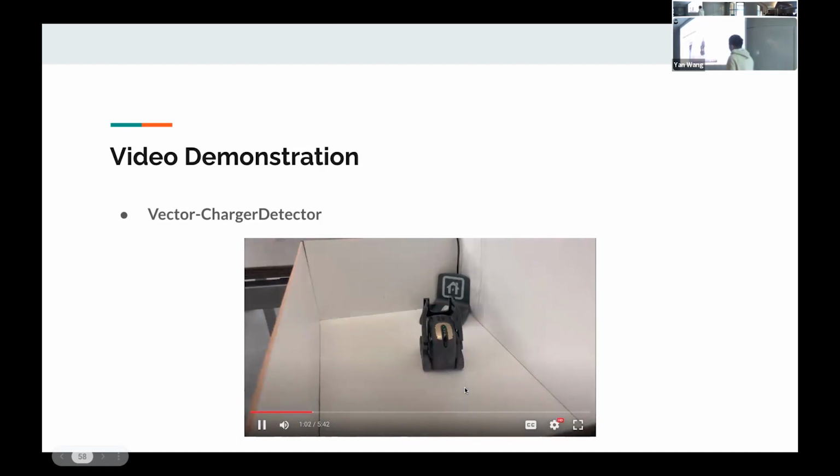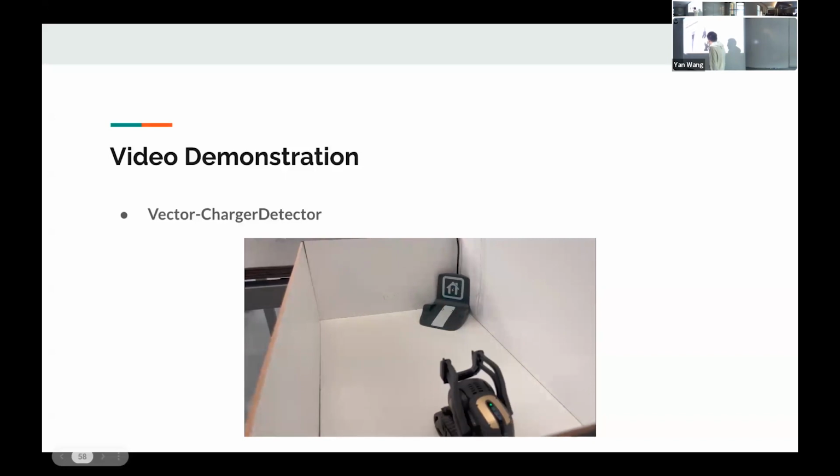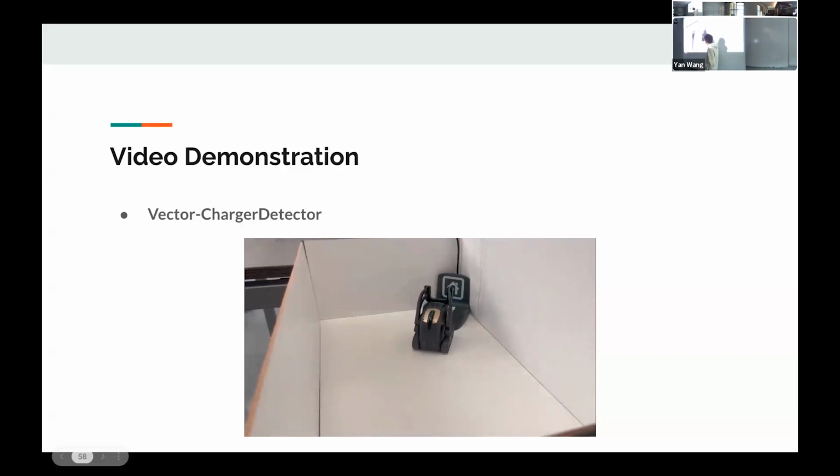This is the vector. It tries to see this charger. So it sees the charger and then resets. And then this is the new episode. It learns to turn around and see the target. Yeah, so it sees the target, reset.